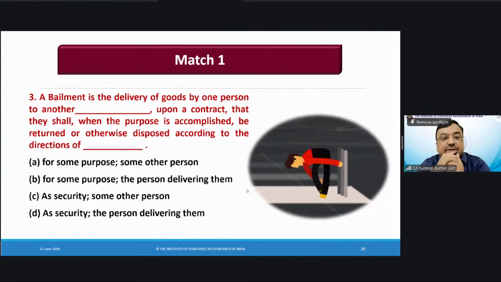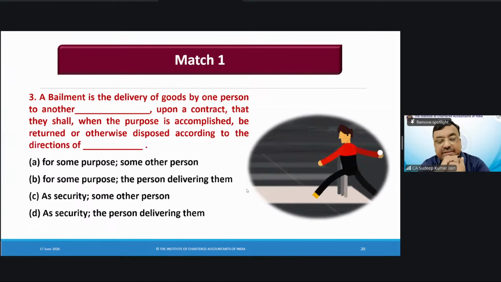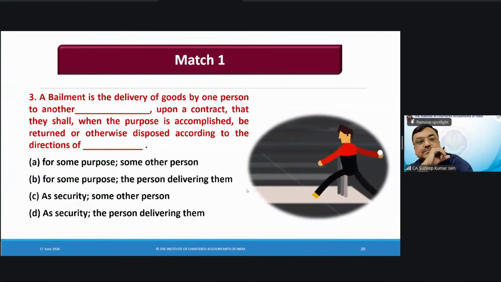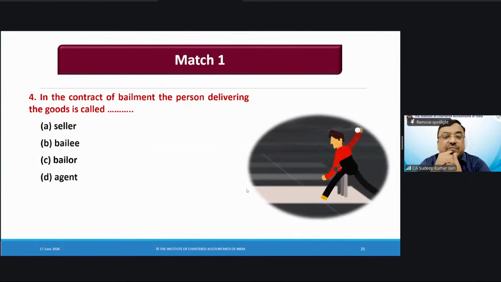A bailment is the delivery of goods by one person to another upon a contract that they shall, when the purpose is accomplished, be returned or otherwise disposed of according to the direction of the person delivering them. In the contract of bailment, the person delivering the goods is called seller, bailee, bailer, agent.